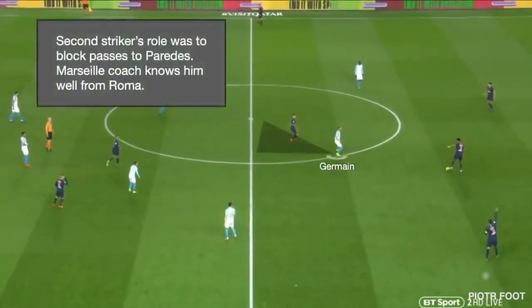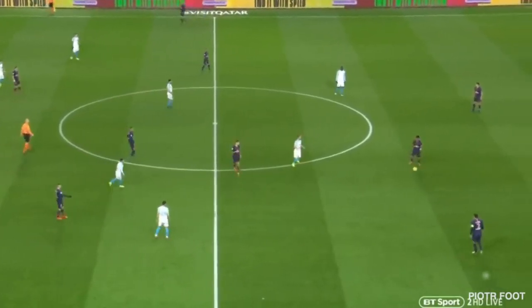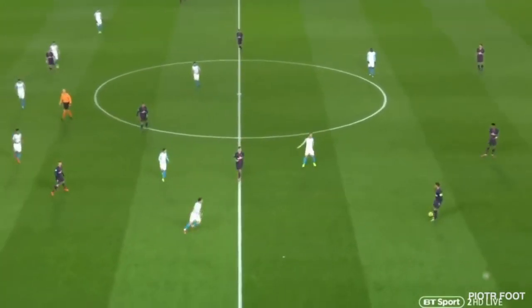The second striker's role was to block Paredes. Marseille coach knows him well from La Roma. In these conditions, it was harder for him to play interesting passes. A solution for his team would be what he brought off the ball.